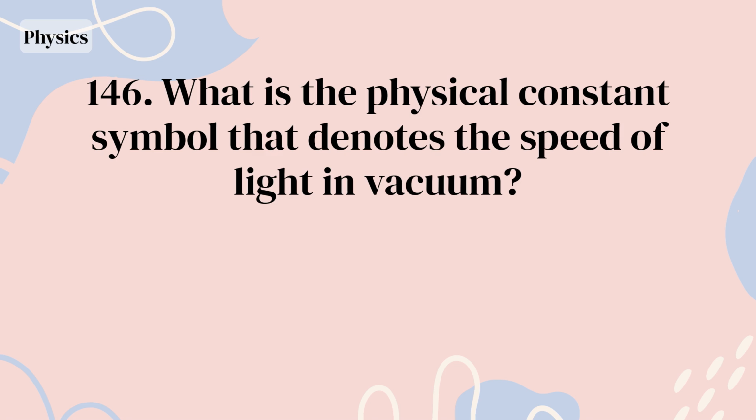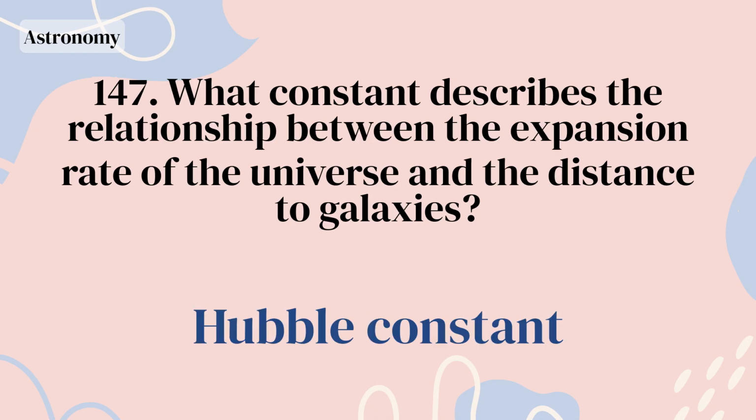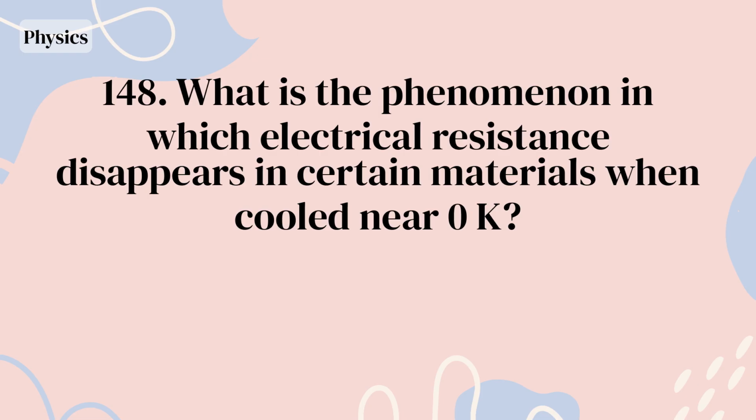Spore. What is the physical constant symbol that denotes the speed of light in vacuum? C. What constant describes the relationship between the expansion rate of the universe and the distance to galaxies? Hubble constant. What is the phenomenon in which electrical resistance disappears in certain materials when cooled near 0 K?